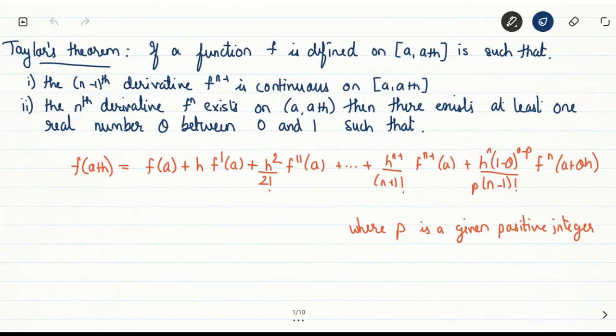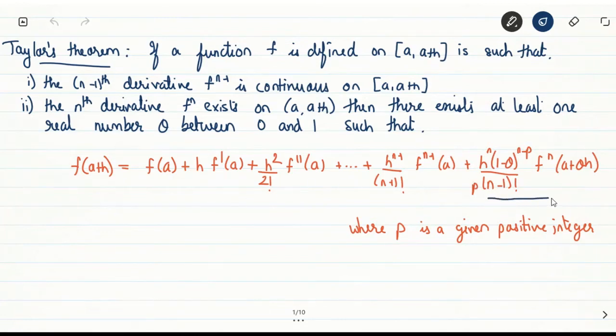0 and 1, and that is denoted by theta, which satisfies that f of a plus h is equal to f of a plus h times f dash of a plus h square upon 2 factorial into f double dash at a plus and so on up to h raised to n, (1 minus theta) raised to n minus p upon p into (n minus 1) factorial, f n of a plus theta h, where p is any given integer.